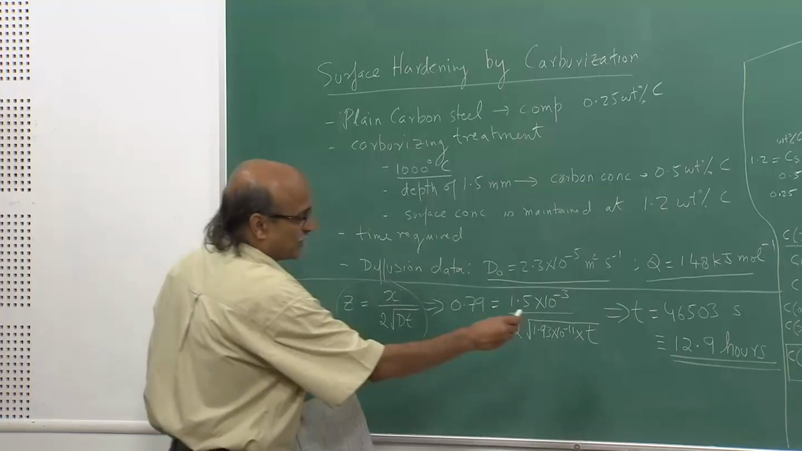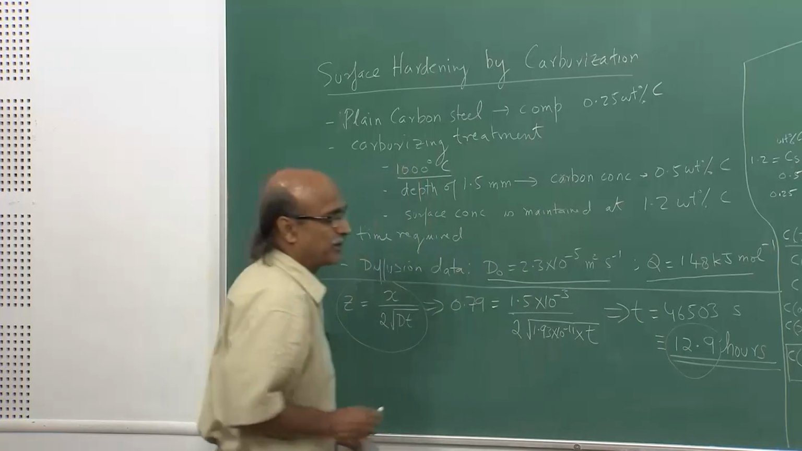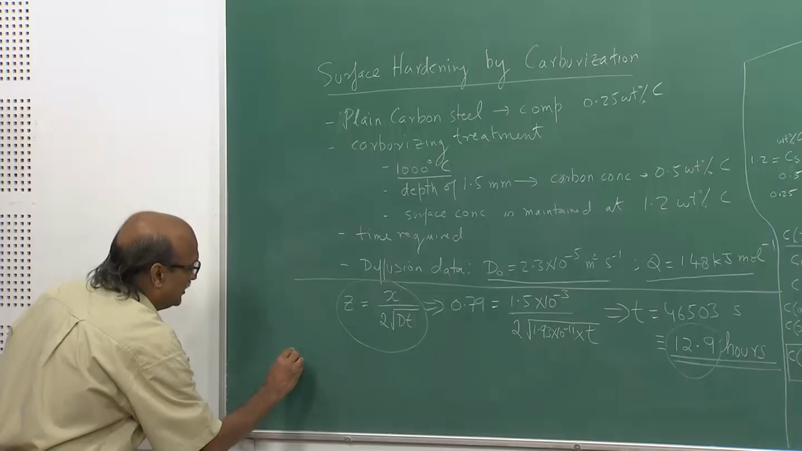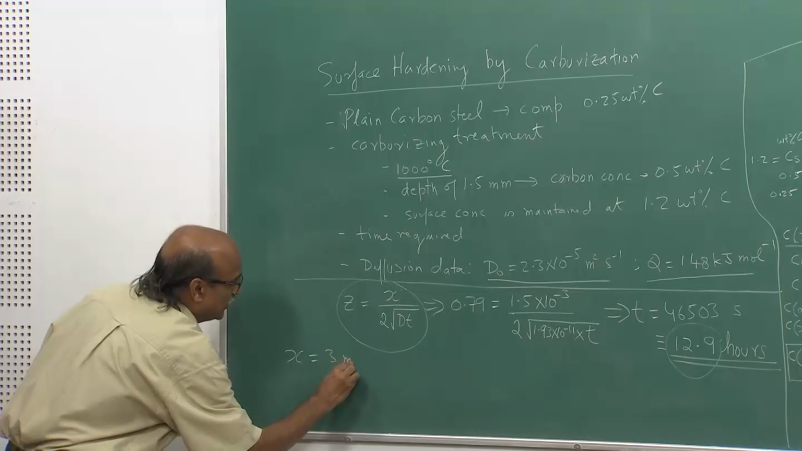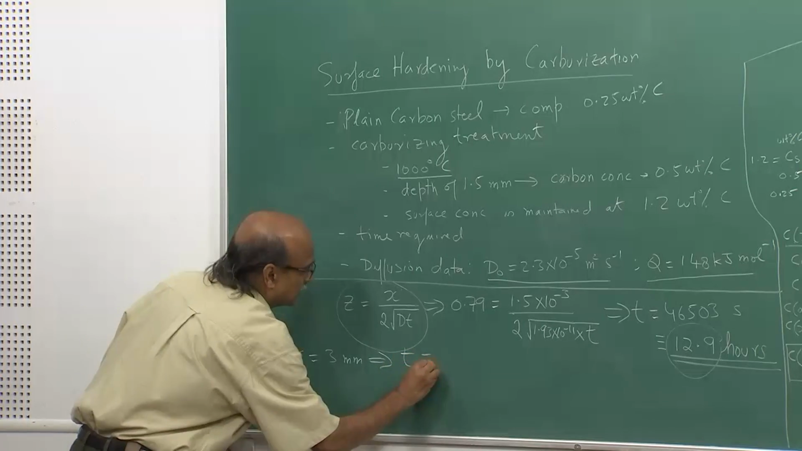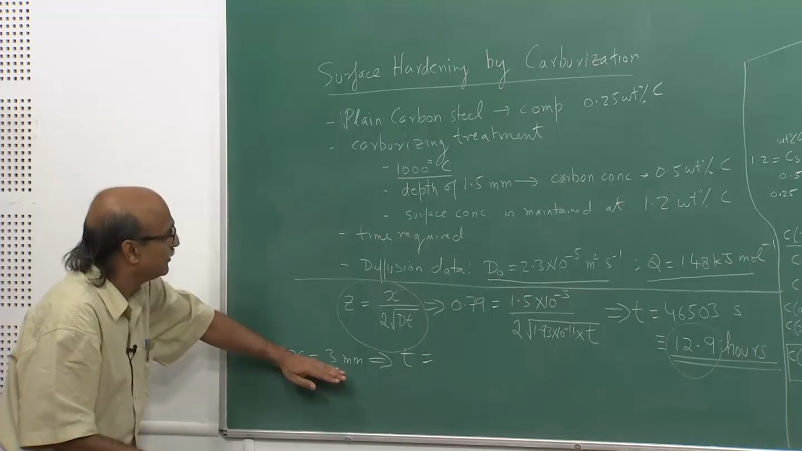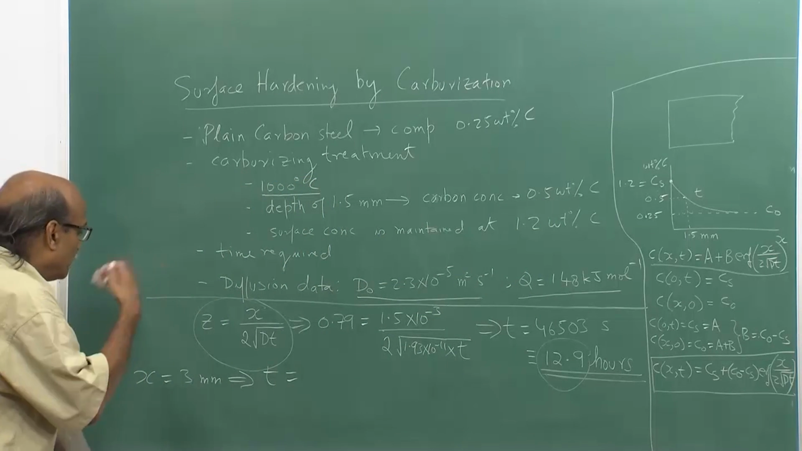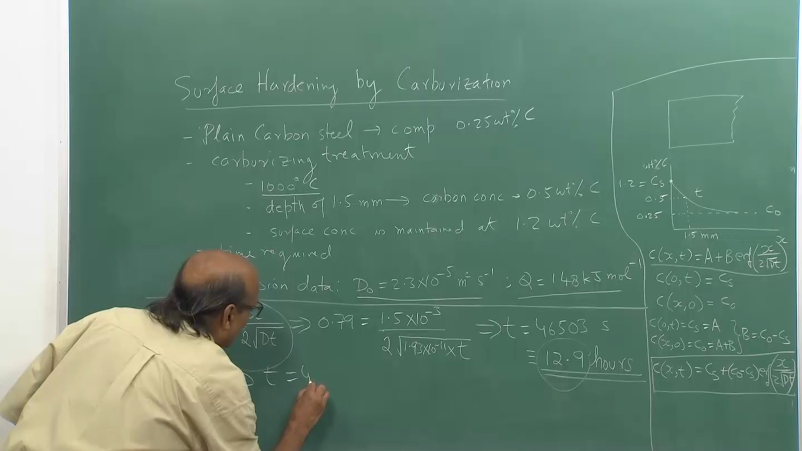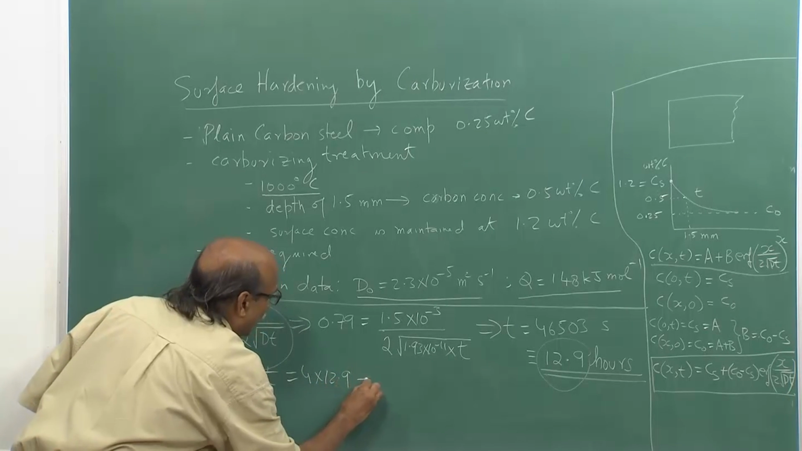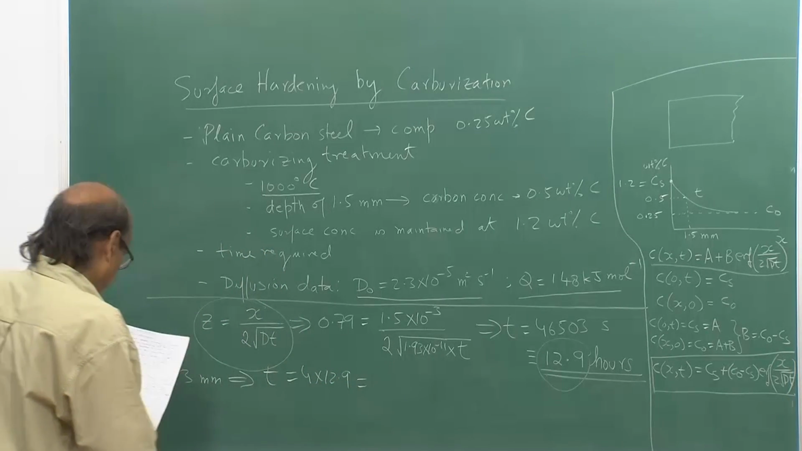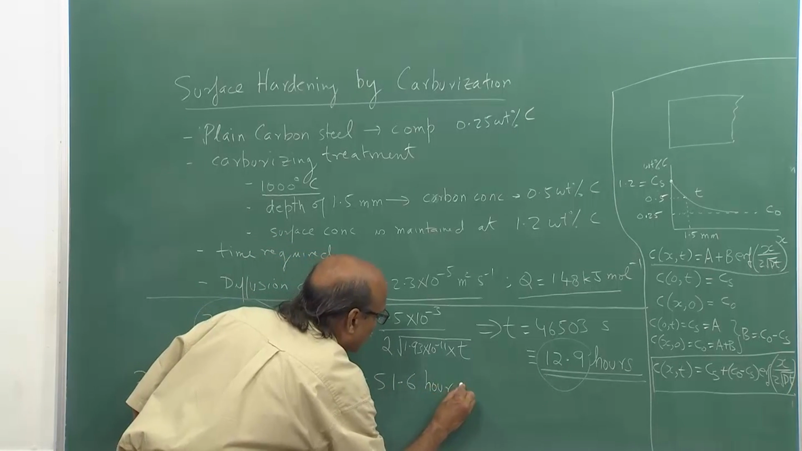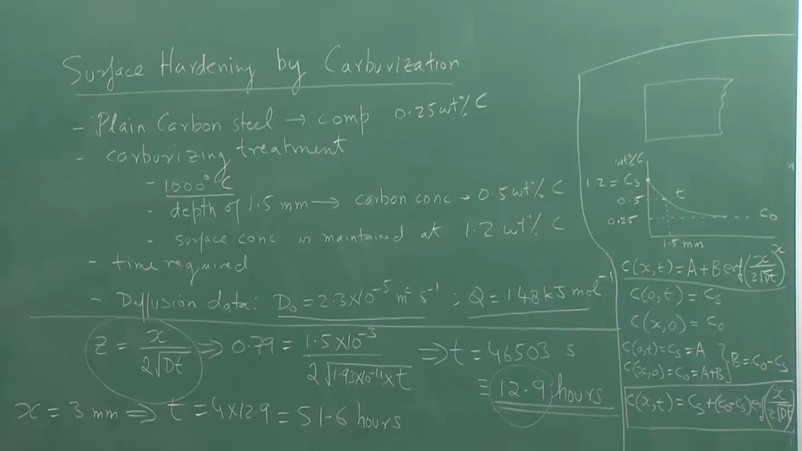Which would mean time would become 4 times 12.9 hours. So, if x is equal to 3 millimeters, at which the concentration should be 0.58%, time will become 4 into 12.9, and that would take me to almost 52 hours, more than 2 days of carburizing.